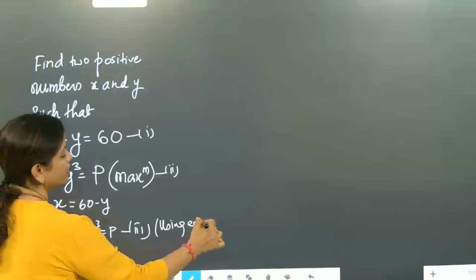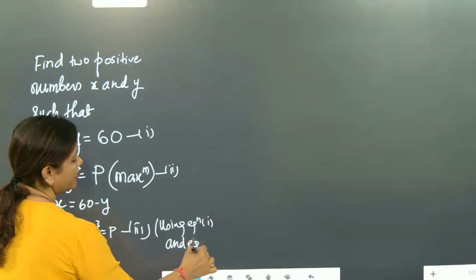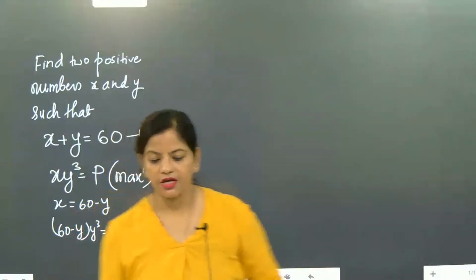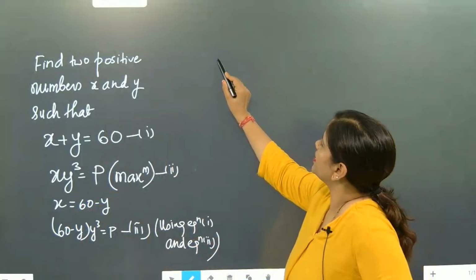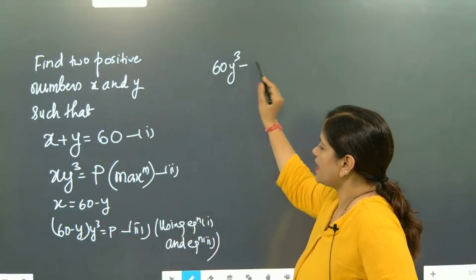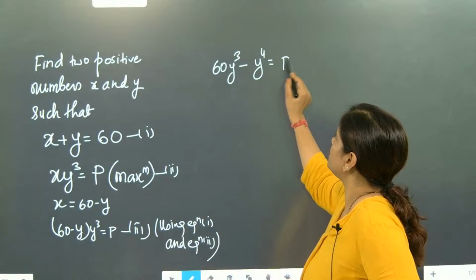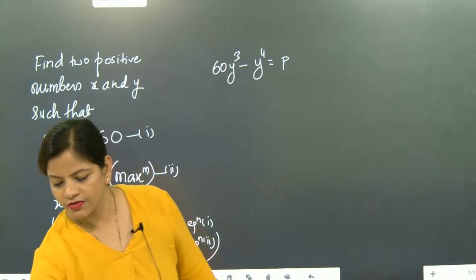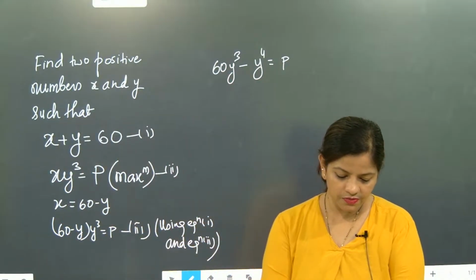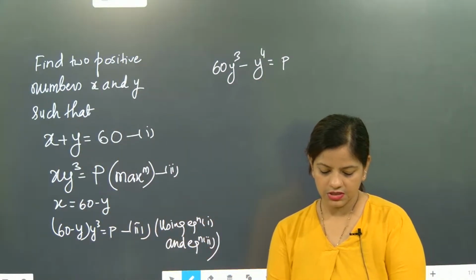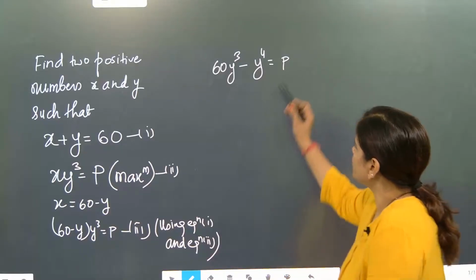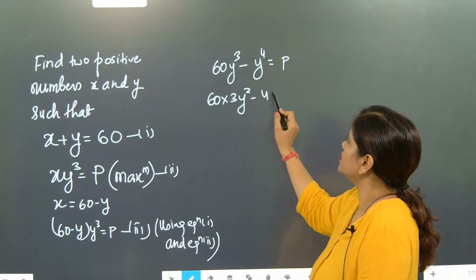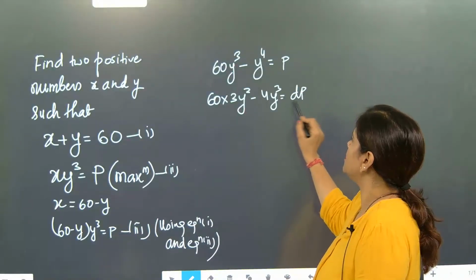After using equation 1 and equation 2, we are getting equation 3. So now 60y cube minus y to the power 4 is equal to p. Here you have to differentiate with respect to y. So it will become 60 into 3y square minus 4y cube is equal to dp by dy.